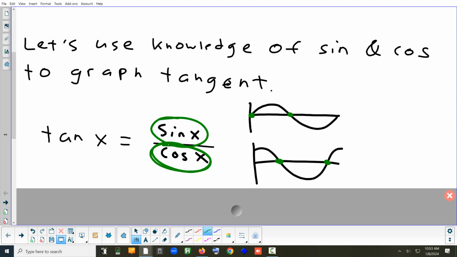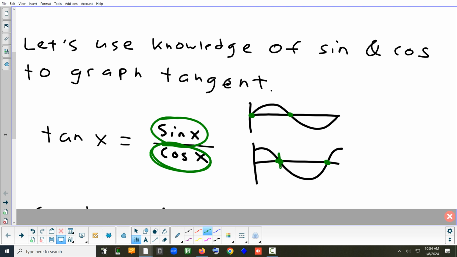And when you graph something that's undefined, there's a few things you can get. But what's one thing you can get in a graph at an undefined value? A vertical asymptote, yes. Tangent is going to have vertical asymptotes in it. Tangent will have a vertical asymptote everywhere that the cosine function is 0. Does anybody remember what's the first place that cosine is 0? Pi over 2. So tangent will have a vertical asymptote at pi over 2.